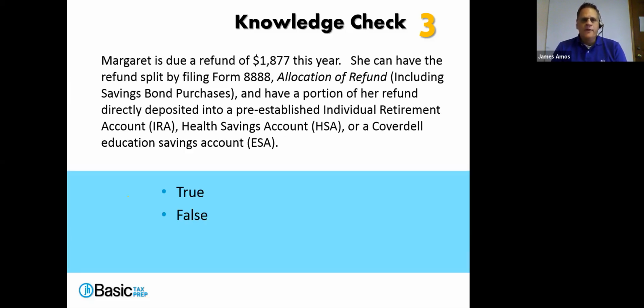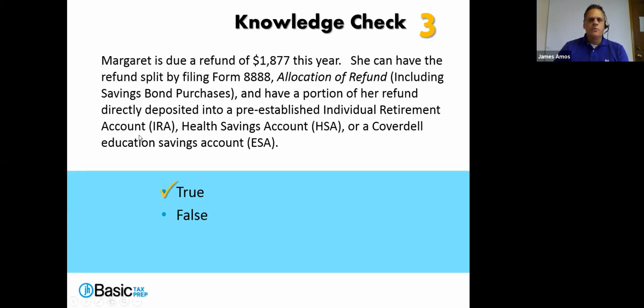Margaret is due a refund of $1,877 this year. She can have the refund split by filing Form 8888, allocation of refund, including savings bond purchases, and have a portion of her refund directly deposited into her pre-established IRA, health savings account, or Coverdell savings education account. Is that true or false? True. Yeah, it is true.